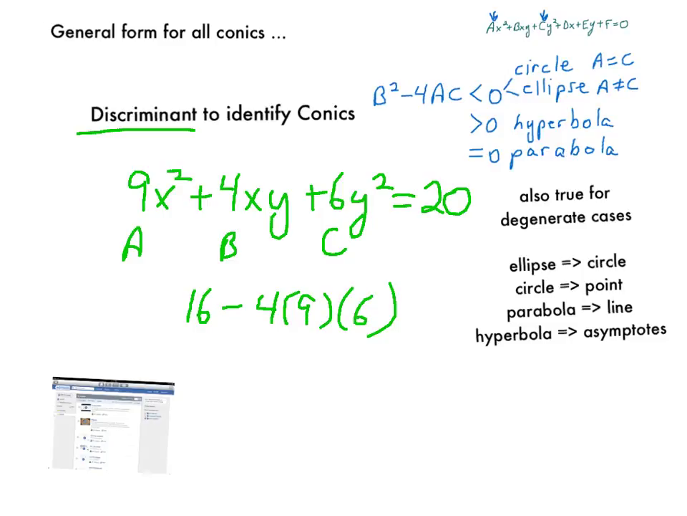Let's see what this gives us. I don't know what this is, but I'll tell you that 16 minus that is going to be a negative number. And that's all I really need to know. So going back here, it's negative, so we have either a circle or an ellipse. If you notice, our A and our C are different, therefore we have an ellipse.